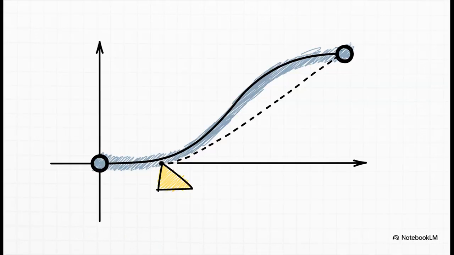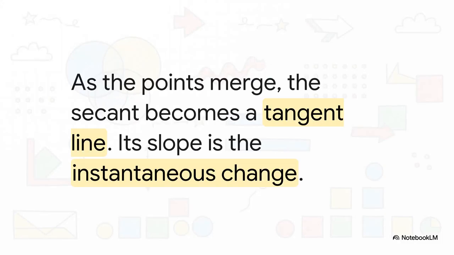Let's go back to our curve. We start by just picking two different points. Then we draw a straight line connecting them. That line is called the secant line, and its slope is just the average rate of change between those two spots. It's our difference quotient in picture form. But here's the brilliant part. What if we start sliding those two points closer together, and closer still, until the difference between them is practically zero?